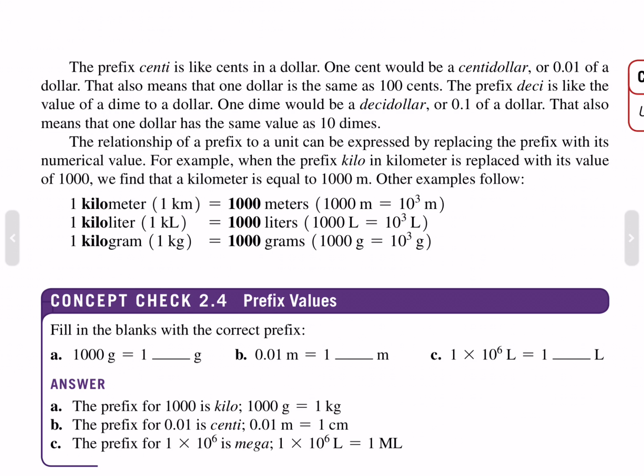The relationships of a prefix to a unit can be expressed by replacing the prefix with its numerical value. For example, when the prefix kilo in kilometer is replaced with its value 1,000, we find that a kilometer is equal to 1,000 meters. Other examples follow.